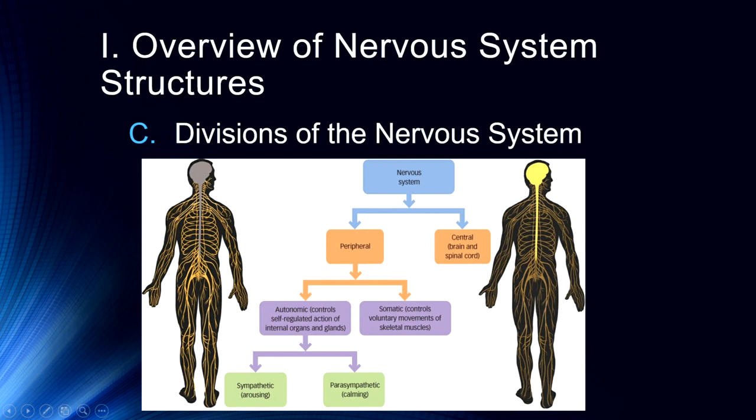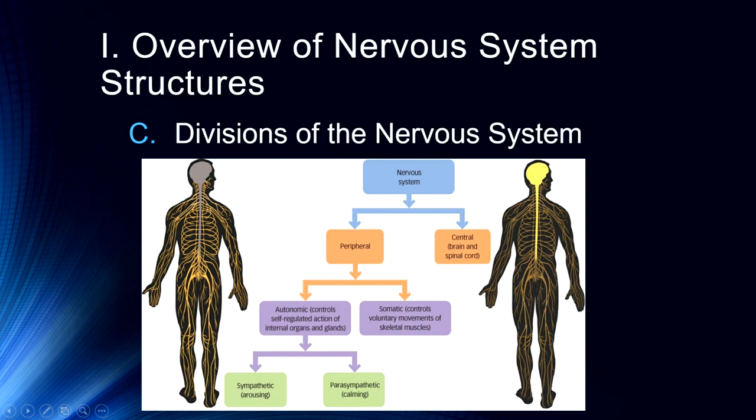We then have the autonomic nervous system and the somatic nervous system. The somatic nervous system is going to control movements of our skeletal muscles, but also receives sensory input from a variety of different sensors throughout the body, including things like the eyes, ears, etc.